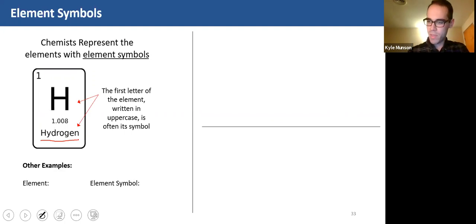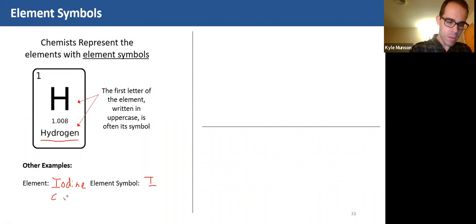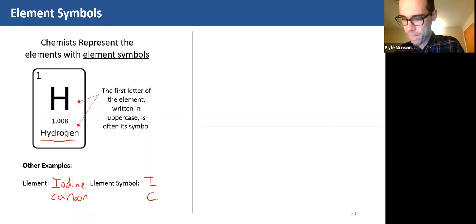There are other examples that you could find on a periodic table. For example, we could go to something like iodine, element symbol I. Carbon, element symbol C. Those are just a few examples of elements whose element symbol is the first letter of their name.